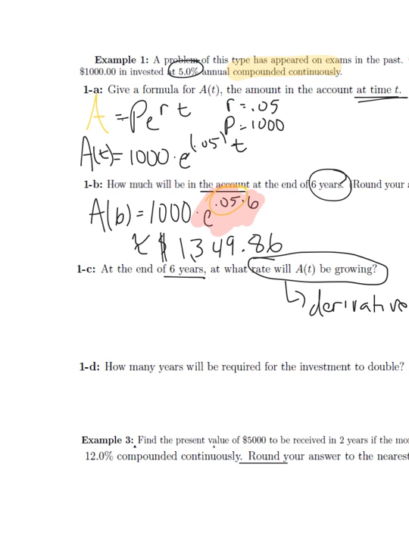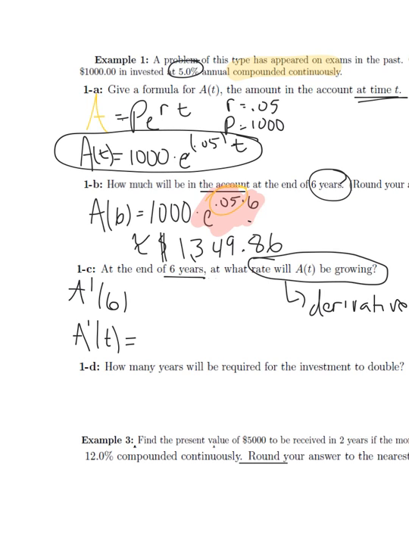All right, so I'm actually looking for the derivative at 6 years, so I'm looking for A prime of 6. First I want to find what A prime of t is, and then I'll just plug in 6. Since we have an exponential, we're going to take the derivative of this equation that I'm circling now. The original equation stays pretty much exactly the same: 1,000 times e to the 0.05t.